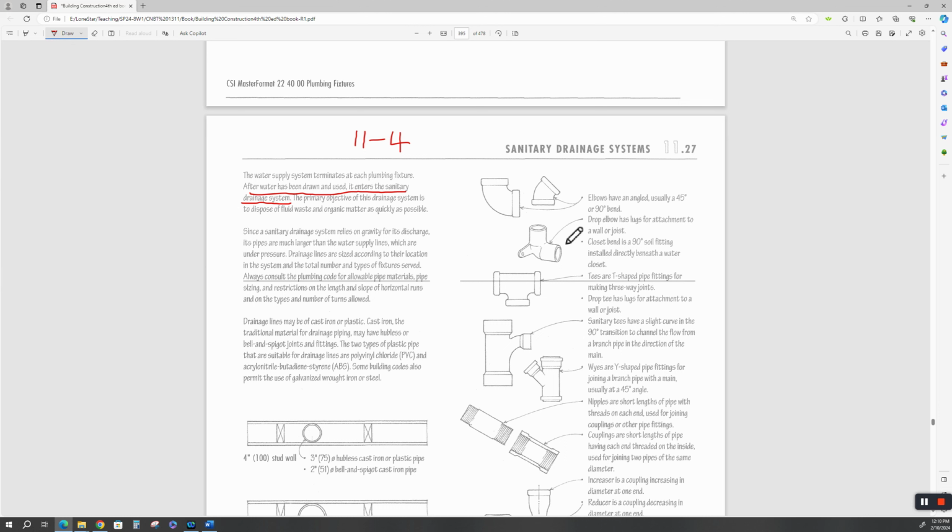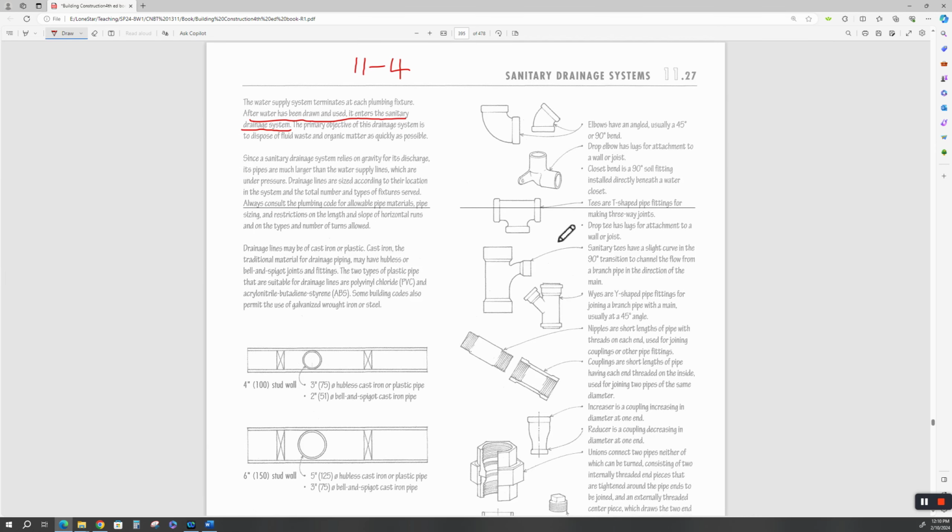All right, this is a drop elbow. It has lugs for attachment to a wall or joist. You'll see some of these for supply lines. They'll be nailed to the fixture header that feeds the shower or the bathtub. All right, you don't see too much of that for gravity. Again, gravity flow's got to be on a slope. Your licensed plumber who's gone through his apprenticeship and taken his state test can explain to you about the good, the bad, and the ugly of all these.